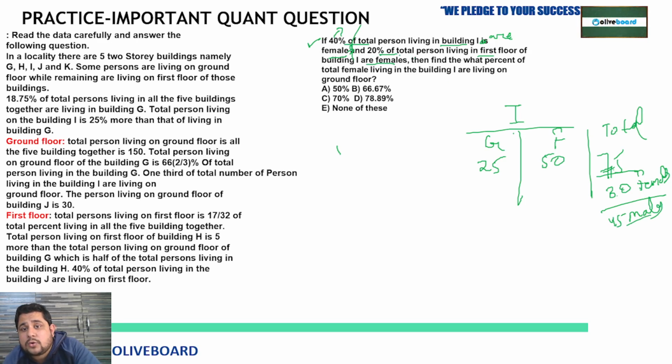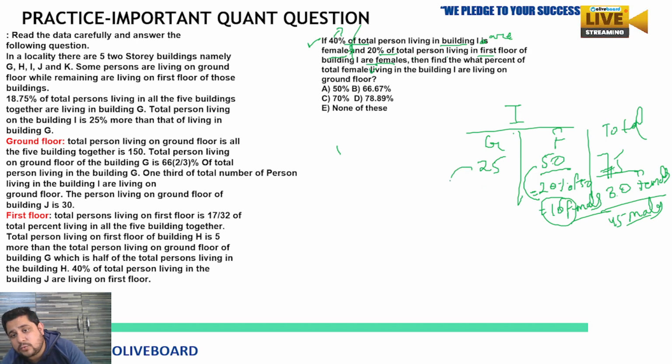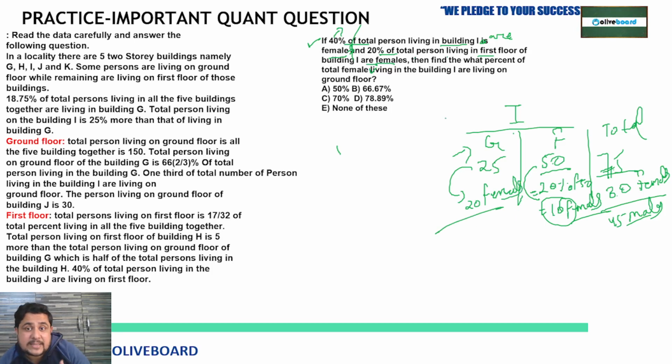Okay. Now 20% of the total persons living on the first floor of building I are females. On the first floor there are 50 persons, so 20% are female there. So 20% of this 50 would be what? 10% is 5, then 20% would be 10. So 10 females on the first floor. So if 10 females are on the first floor, then 20 will live on the ground floor.